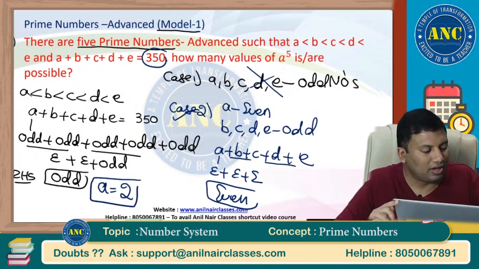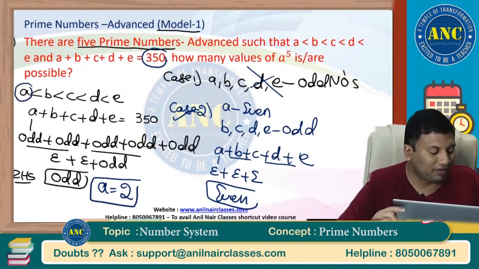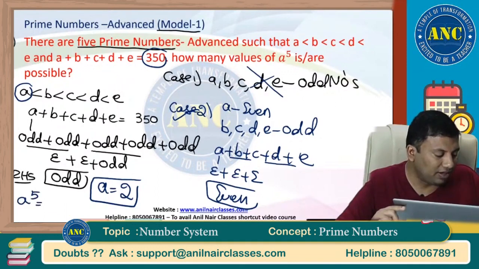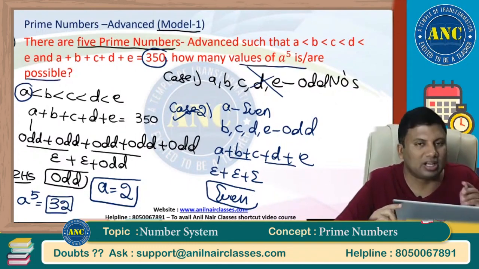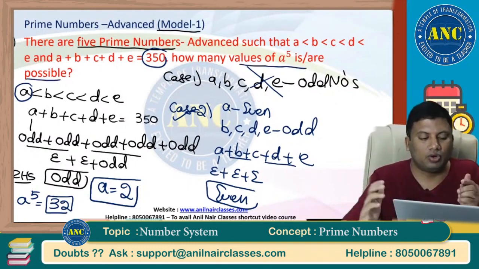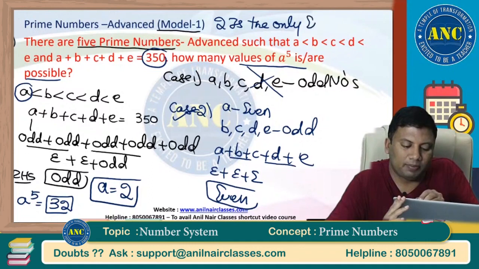So here the lowest is nothing but A. How many values of A power 5 are possible? A power 5, 2 power 5, 32. Only one value is possible, and the value comes out to be 32. Very, very good question which talks about the application of the concept.